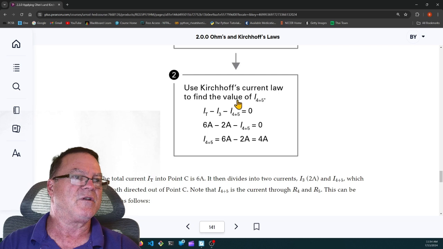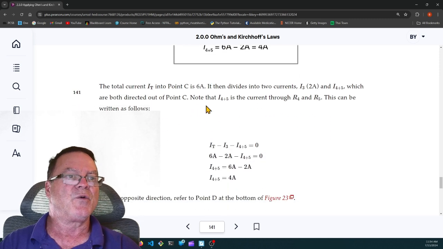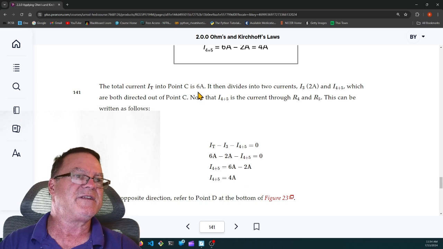So use Ohm's law to find the current flow through R3, 2 amps. Use Kirchhoff's current law to find the value of I45. 6 amps minus 2 amps equals 4 amps. Okay, they said minus I45 equals 0. And they said I45 equals 6 amps minus 2 amps, so it's 4 amps. The total current IT into point C is 6 amps. It then divides into two currents, I3, which is 2 amps, and I45, which are both direct outputs of point C. So it's 4 amps.